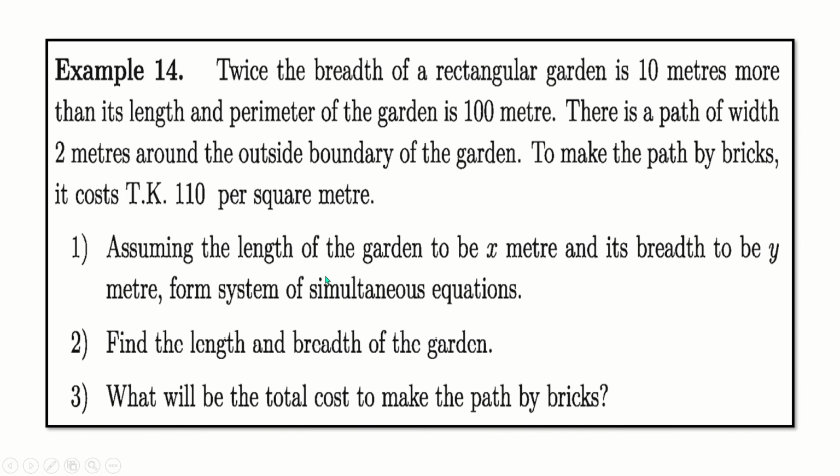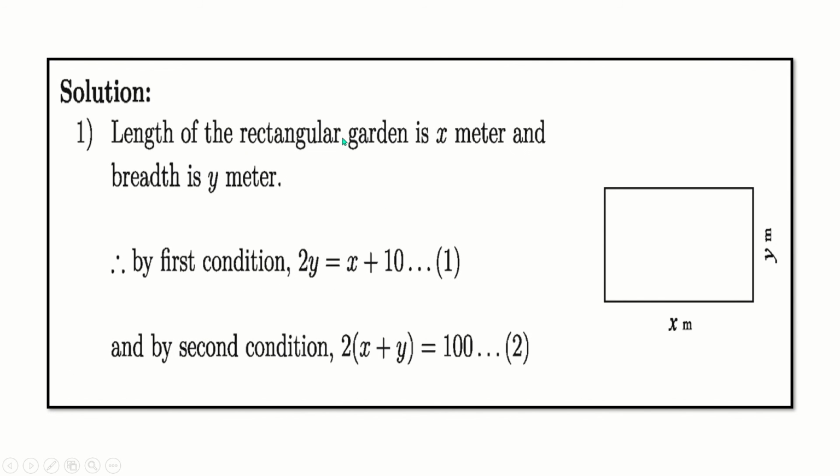Now we'll solve part by part. As the length of the garden is x meter and breadth y meter, by the first condition twice the breadth, that means 2 into y, equals 10 more than its length, that means x plus 10. And another one is the perimeter. What is the perimeter? Perimeter means 2 into length plus breadth, this equals 100. That is a given condition. Clear? That means you have to make these two simultaneous equations.